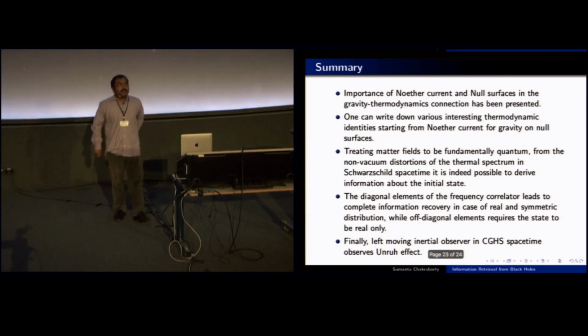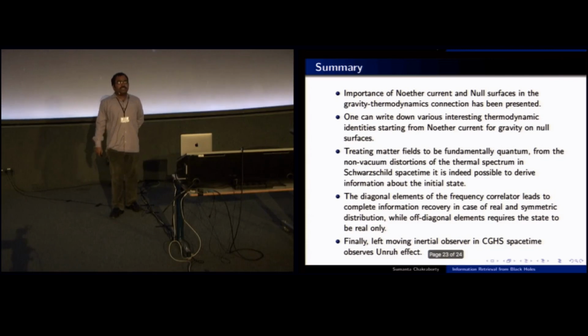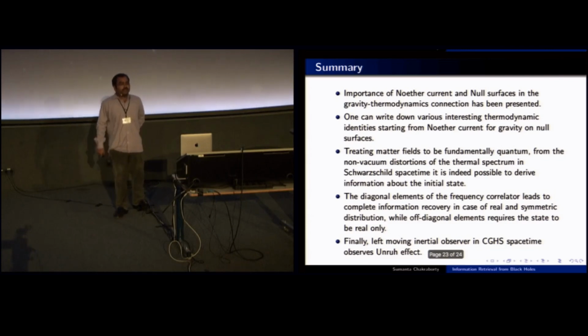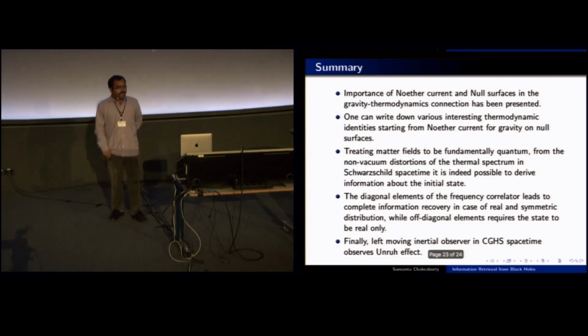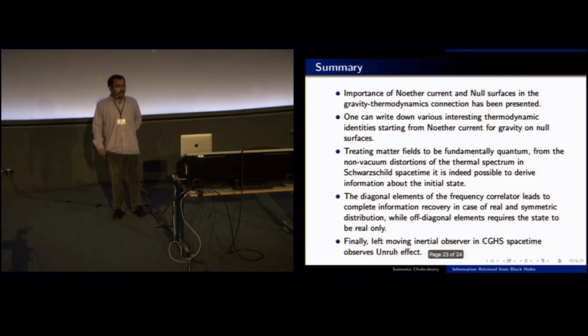Finally, treating the matter field as fundamentally quantum, and by studying non-vacuum distortions, because the expectation values of the number operator were taken for non-vacuum states, we can actually derive the information about the initial state. The diagonal elements, that is I took n omega 1, omega 2, if omega 1 is equal to omega 2, they will lead to complete information only in case of real and symmetric distributions. But if I have a real distribution and I consider off diagonal elements, then also I can get the full information. And finally, the left moving inertial observers in CGHS space-time will observe the Unruh effect.